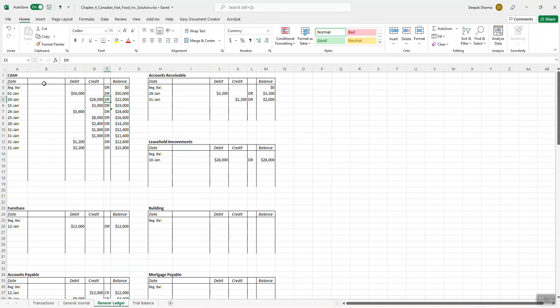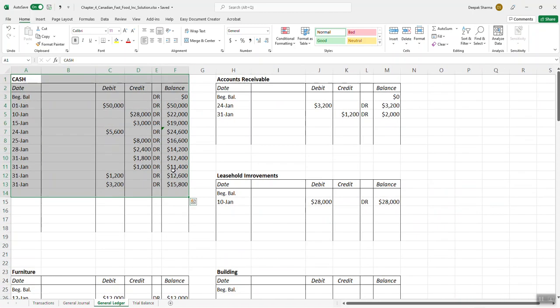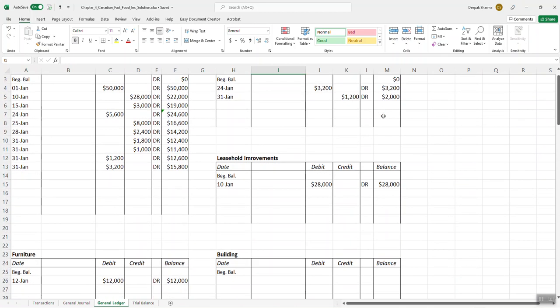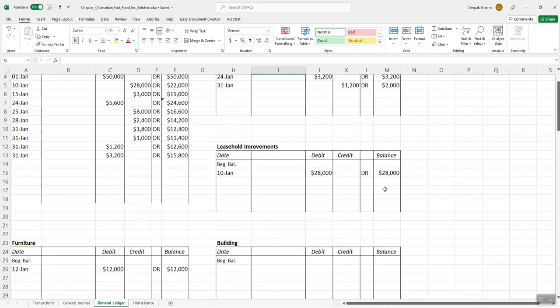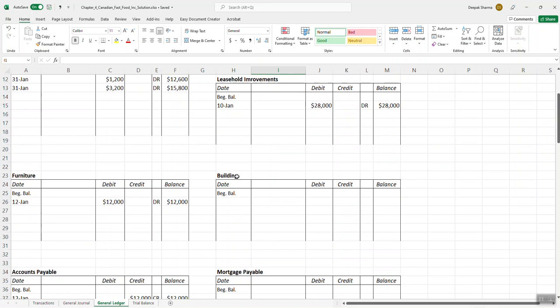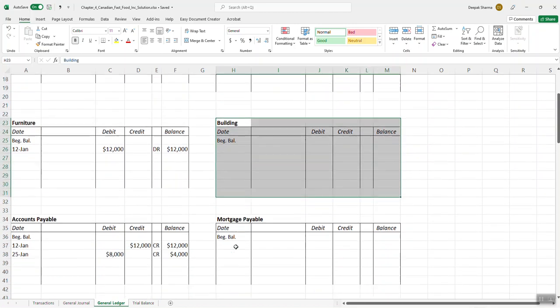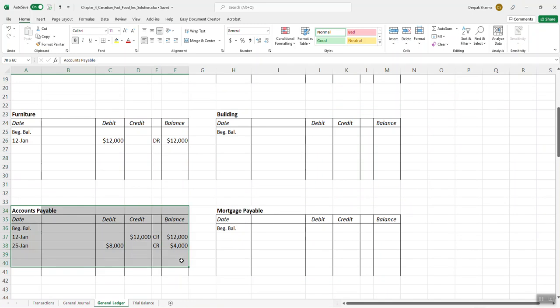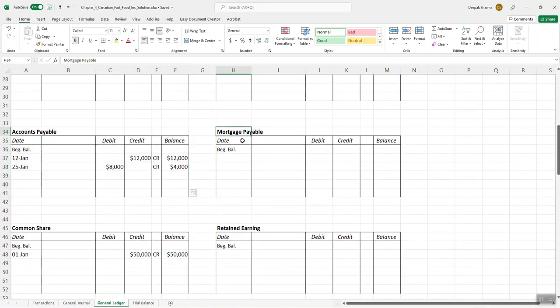Okay, and here you can quickly look at the solution. After you post everything, you will see cash going up and down, and that is your new balances, and you end up with the ending balance of 15,800. Accounts receivable, you record these transactions, you will end up with the ending balance of 2,000. Leasehold, there's only one transaction, so 28,000. Furniture, your balance is 12,000. This account is not being used, so we'll just skip that. Accounts payable, you will end up with 4,000. You're going to skip this account.